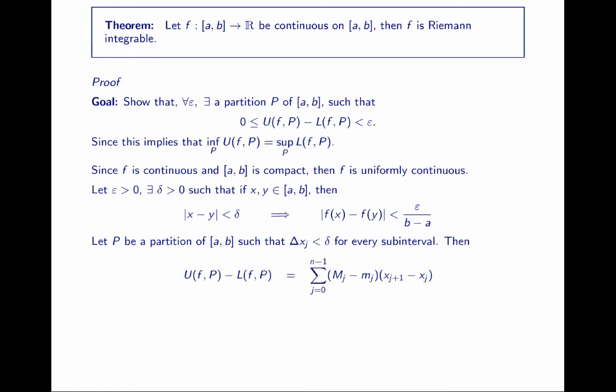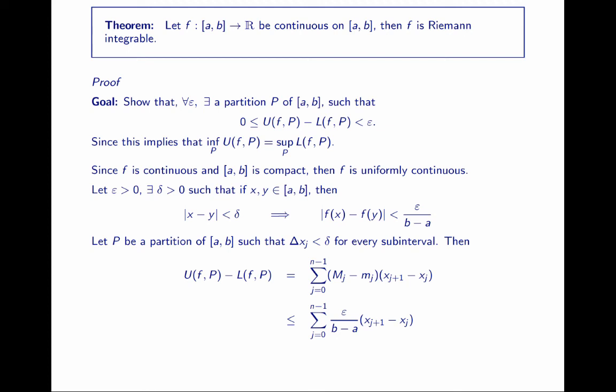Then the upper sum minus the lower sum is basically a sum of rectangles whose width is the length of the subintervals, but whose height is the difference between the supremum and the infimum. While the supremum minus the infimum is the same thing as the max minus the min, right? Because our function is continuous, therefore it's uniformly continuous. And if it's uniformly continuous, it has to achieve a max and a min on a closed interval.